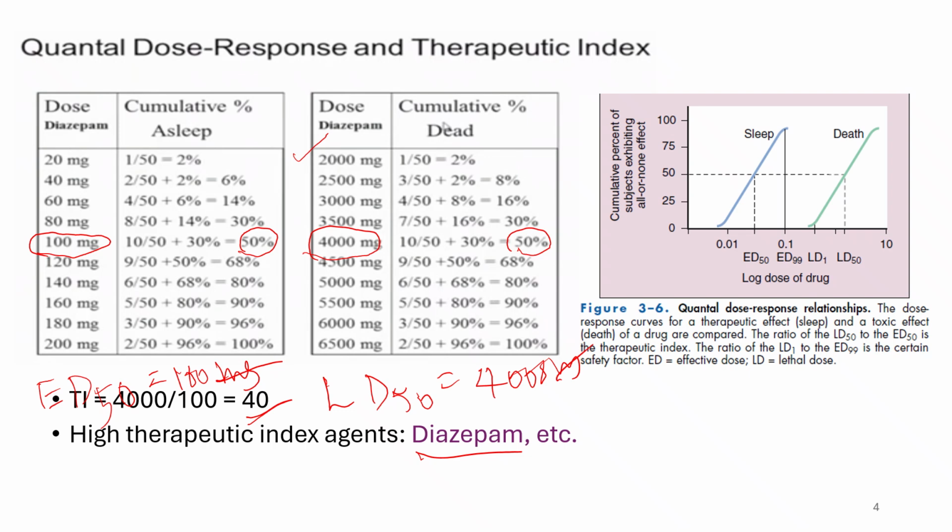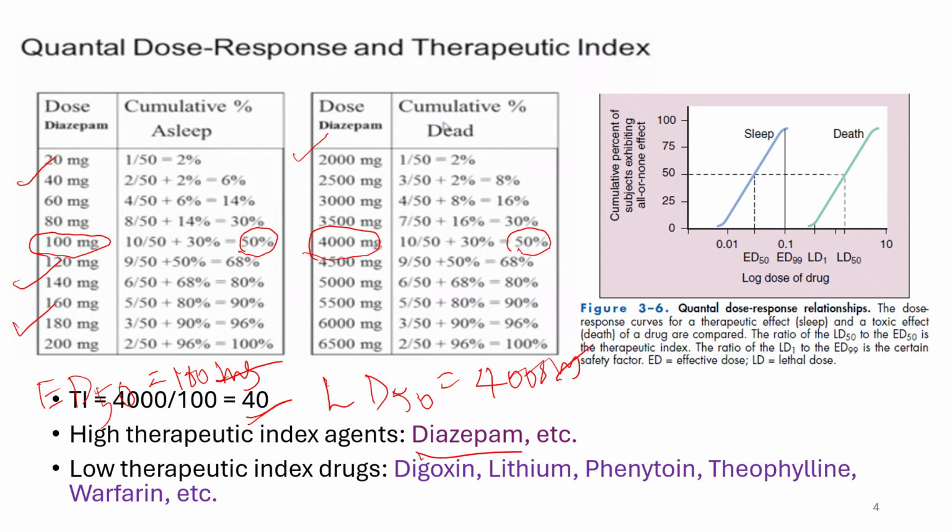So even if you use 40 milligrams that produce sleep, 140 milligrams produce sleep, 180 milligrams you have sleep. That means you have multiple options to give this medication without producing any toxic or lethal effect, right? Whereas some medications have a narrow or low therapeutic index, like digoxin, lithium, phenytoin, theophylline, warfarin, and there are many medications. With these medications, even a slight rise in the plasma concentration leads to serious side effects.